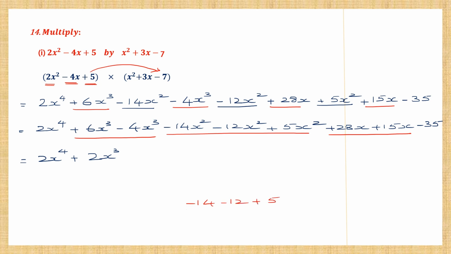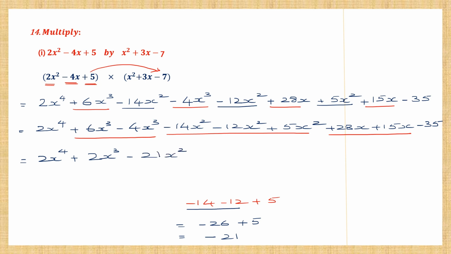So let's work on the numbers with the same sign. Minus 14 minus 12, put the same sign and add. So that becomes 26 plus 5. Signs are different, put the sign of the bigger number and subtract. 26 minus 5 is 21. So that will be minus 21x square.